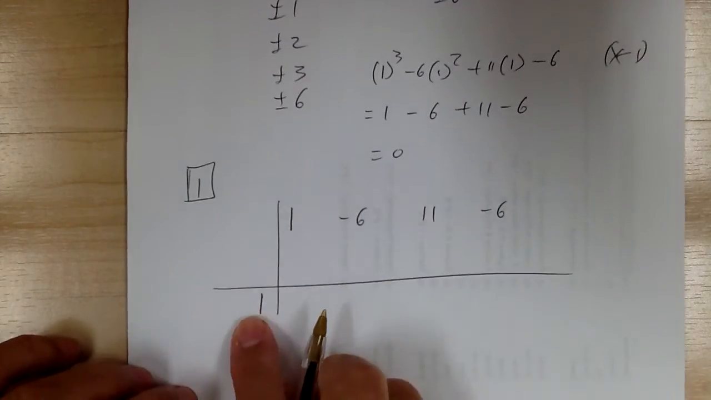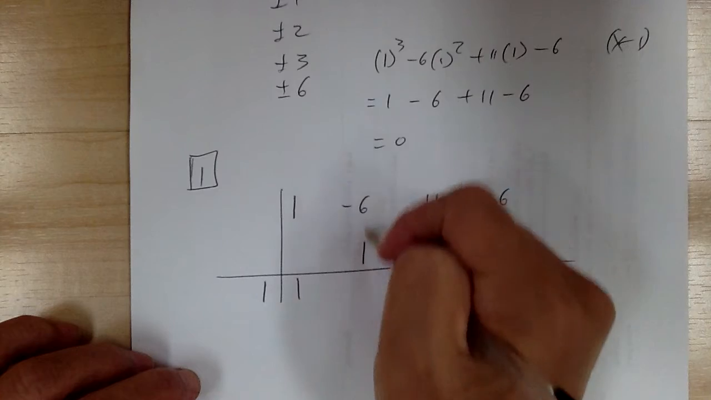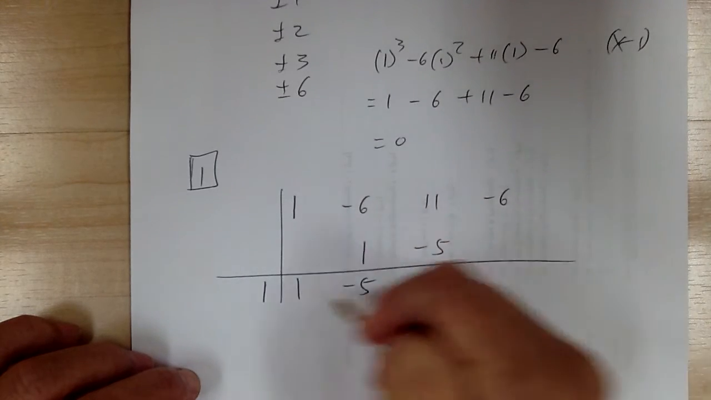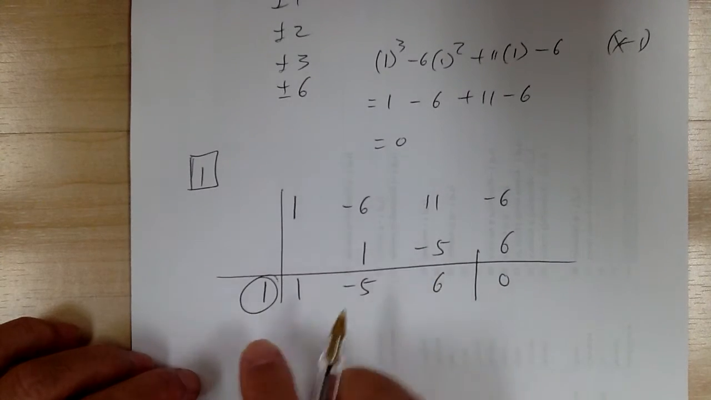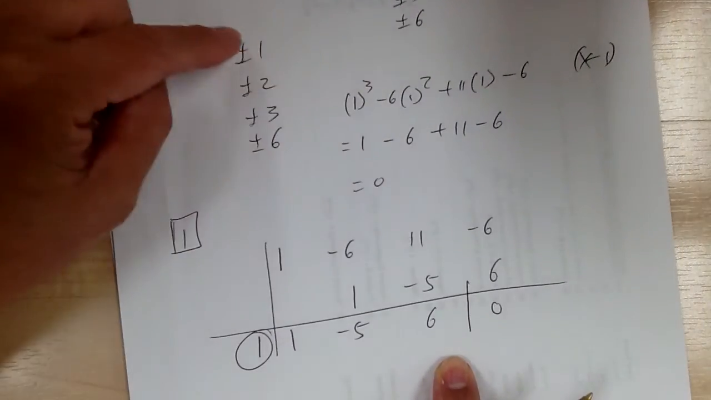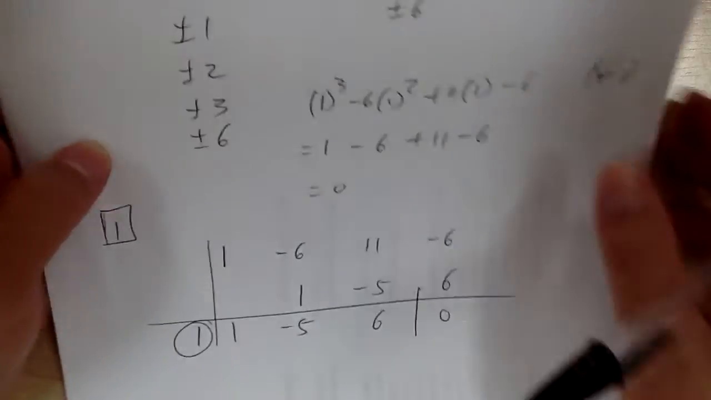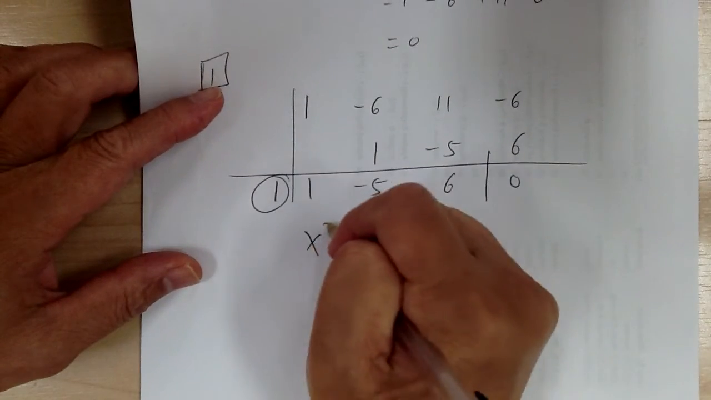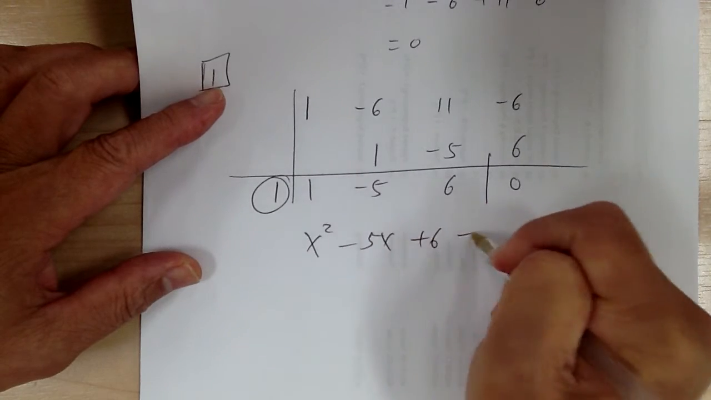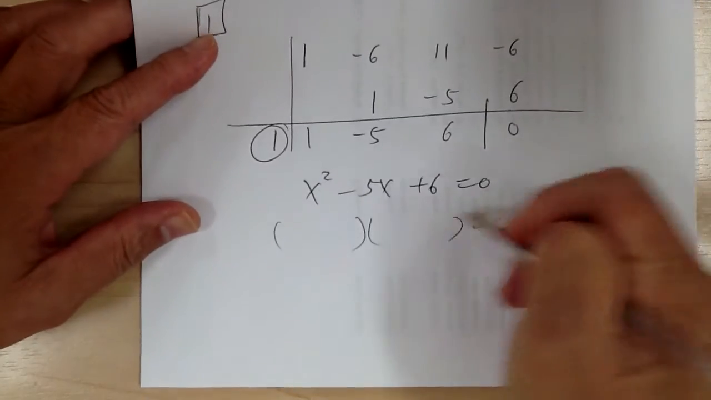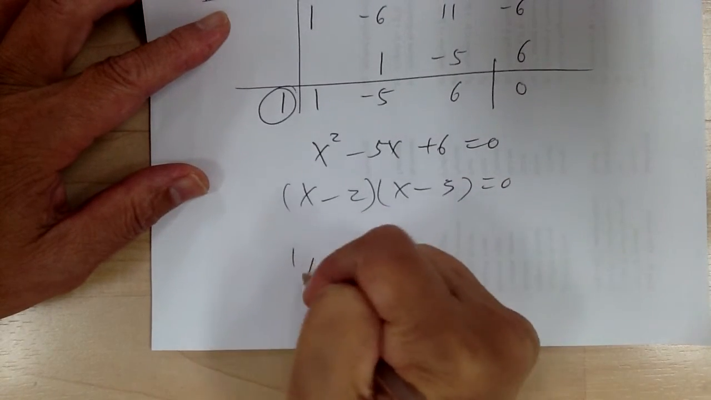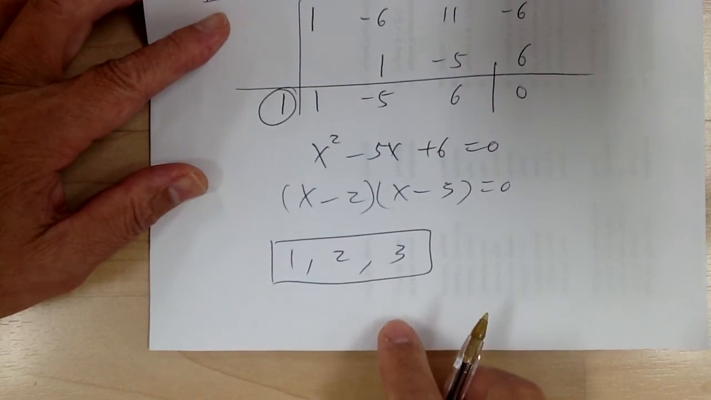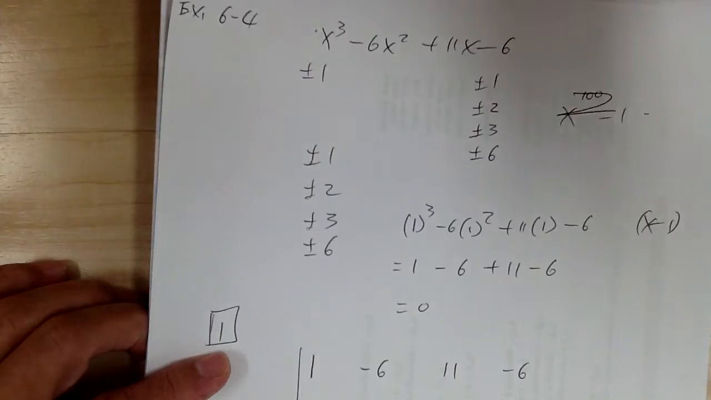If you try 1, you drop, multiply, add, multiply, add, multiply, add. If the remainder comes out equal to 0, this is your answer, so that's one of your roots. Then once you get to a quadratic, don't waste your time substituting every single candidate. It's quicker to just write the equation and factor it. There will be x minus 2 and x minus 3, so your next two answers are 2 and 3. So your answers are 1, 2, and 3. And this is a cubic, so you get 3 answers.